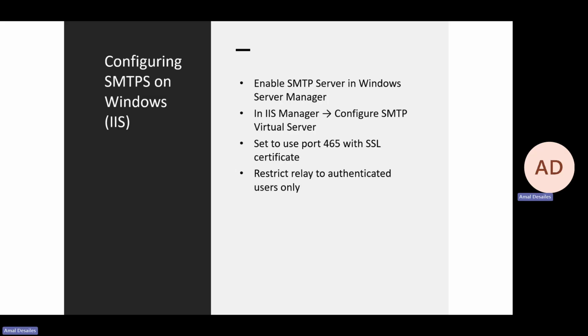Then, configuring SMTPS on Windows. On Windows, we configure SMTPS using IIS and the built-in SMTP server feature. First enable the SMTP server role from Server Manager, then open IIS Manager and configure the SMTP virtual server. Set it up to use port 465 and assign an SSL certificate. Finally, configure the relay restrictions so only authenticated users or specific IPs can relay messages. This will prevent abuse by spammers.